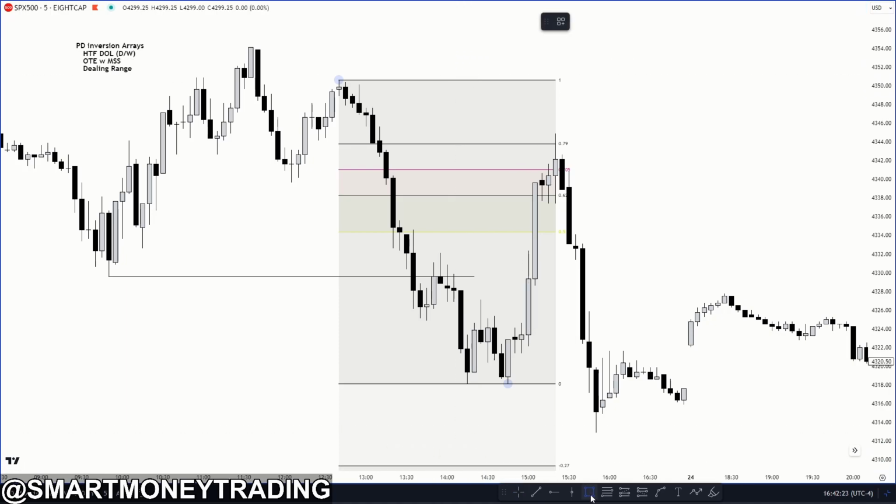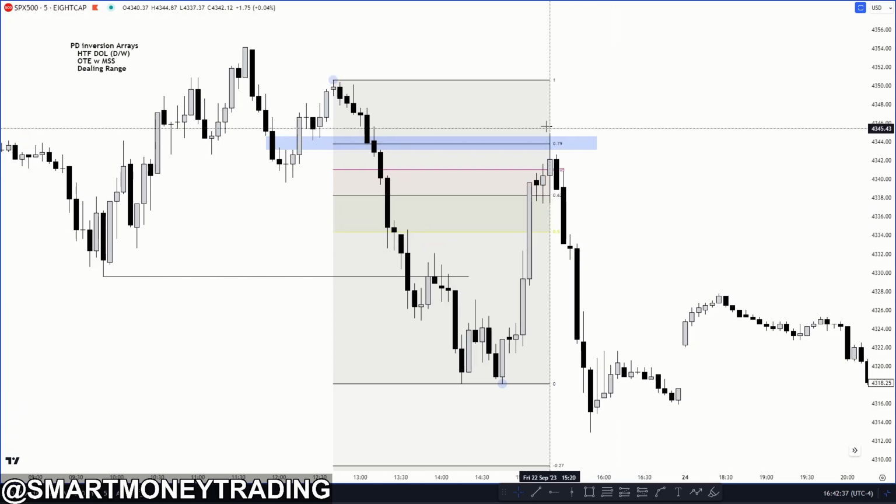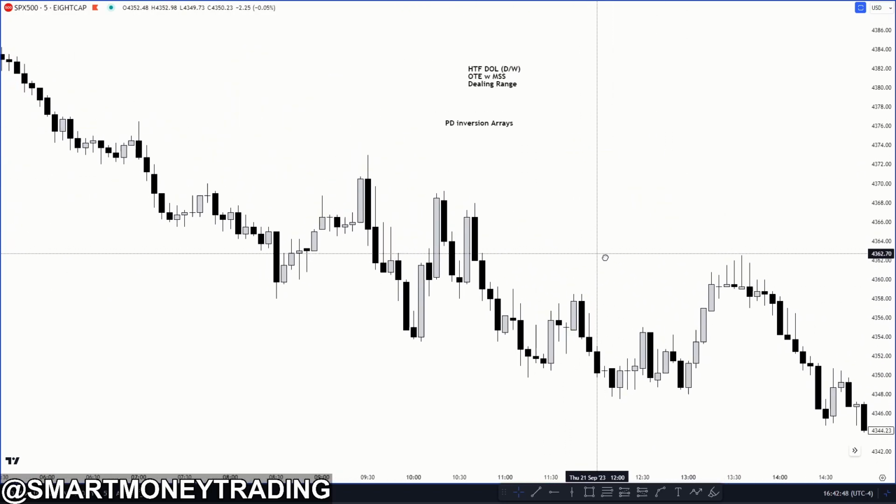So this could be a premium and discount inverse array right here. This could be a balanced price range, and then pretty much you can see price tapped into it, and I think you have a breaker here too. So that was even more high confluence. You can just see price came and tapped into it, and then it dropped. Another one would have been like this.